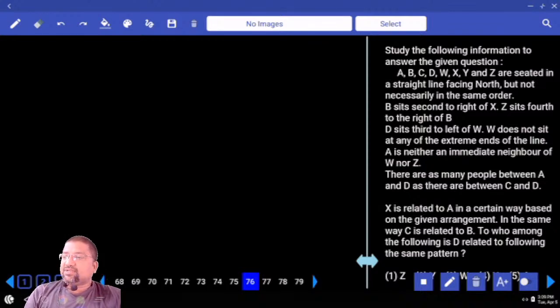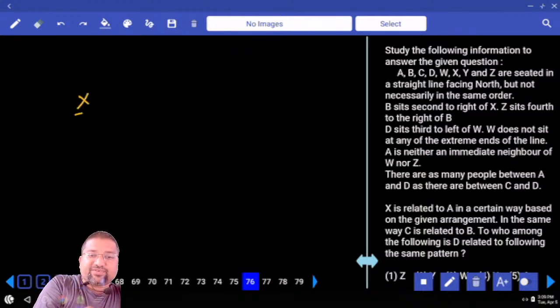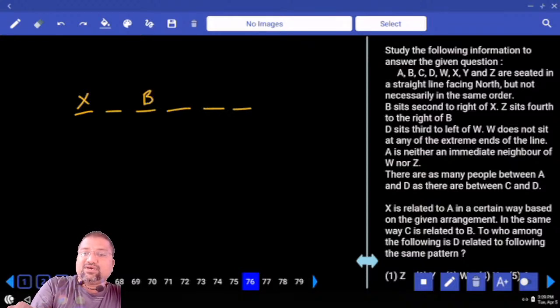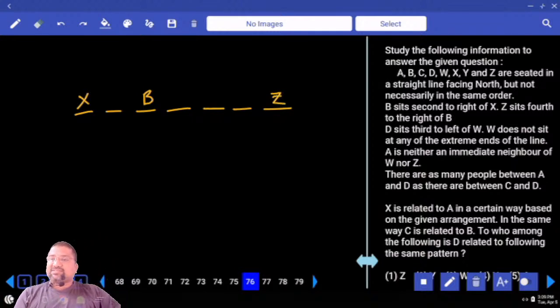B sits second to the right of X. Z sits fourth to the right of B. B sits second to the right of X: 1, 2, this is B. Z sits fourth to the right of B. How many places did I cover? 7 places. On the whole, how many places do I have? 8 places. Out of 8, we have covered 7. Remaining how many places? Only 1. That one place can be to the right of Z or to the left of X, isn't it? Come on. Okay, good. Next.